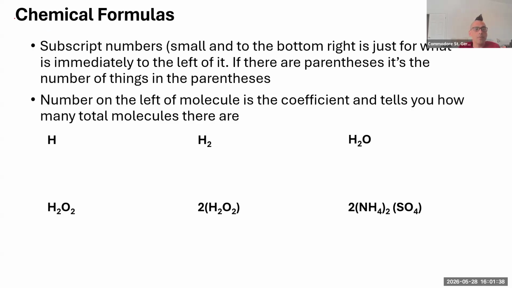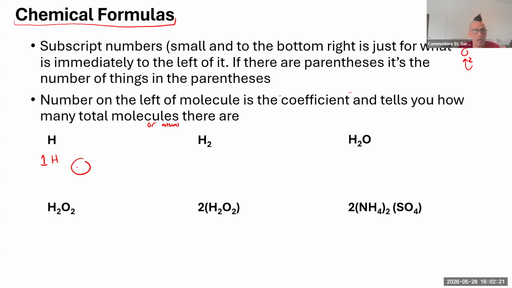All right, let's look at these chemical formulas now. We've been talking about these, but just to show what we're talking about, right? Subscript numbers small into the bottom right, something like O2, is just for what is immediately to the left of it, right? If there are parentheses, it's the number of things in the parentheses. And I'll show you that here. The number on the left of the molecule is the coefficient. I'm trying not to use a ton of vocabulary, but this is something you can't avoid. And it tells you how many total molecules, I guess, or atoms there are, right? So H would be just a single hydrogen atom.